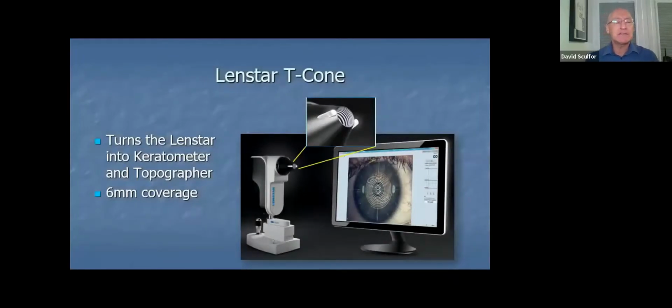I mentioned earlier that the Lenstar has a T-cone option, and the T-cone is a small corneal topographer. It covers the central 6 millimeters, so again it's not the same as a dedicated corneal topographer, but in fact I've found that any patients who I identified on a full-on corneal topographer will also show as having, let's say, keratoconus on the T-cone. So I think that central 6 millimeter coverage actually does the job in terms of identifying corneas that you would want to know about as part of cataract surgery. So in that respect, it's a very good screening tool.